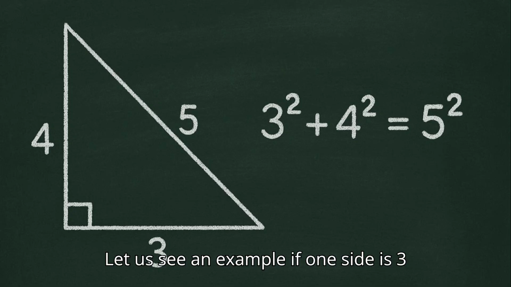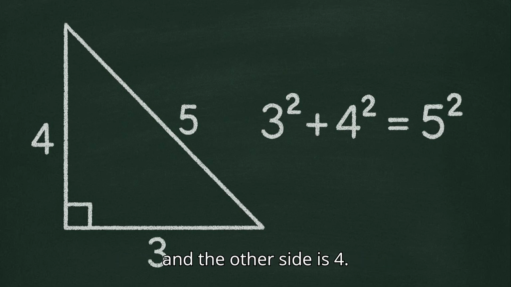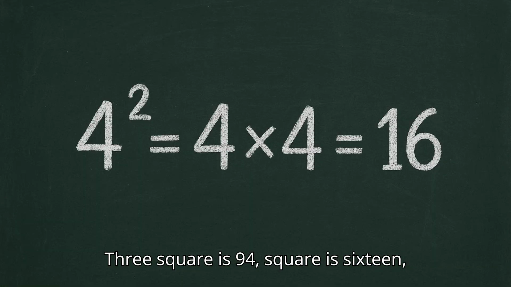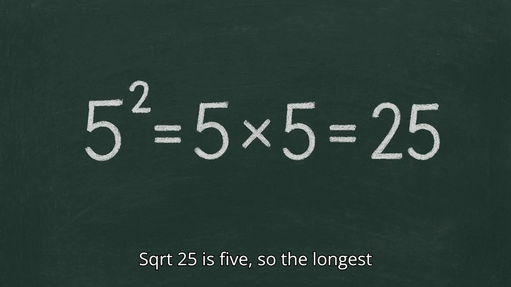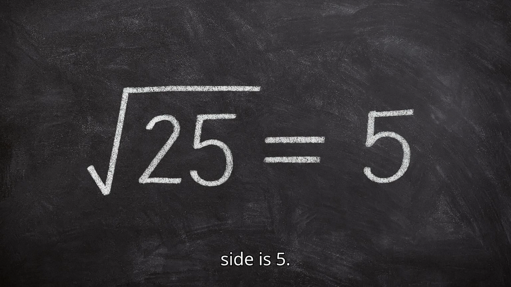Let us see an example. If one side is 3 and the other side is 4, 3 square is 9. 4 square is 16. 9 plus 16 is 25. The square root of 25 is 5. So the longest side is 5.